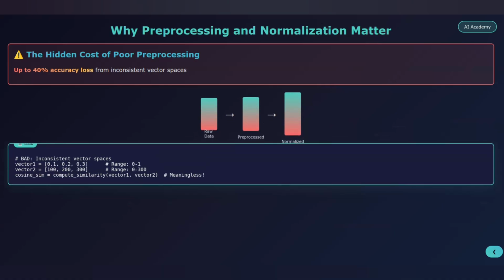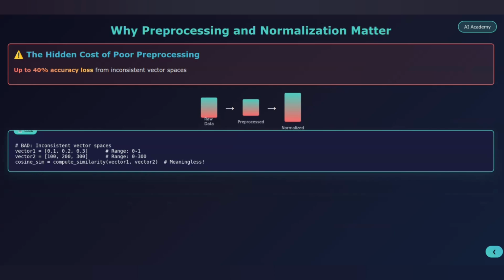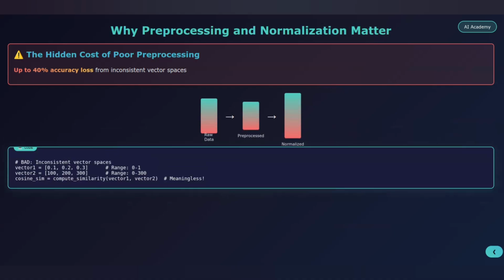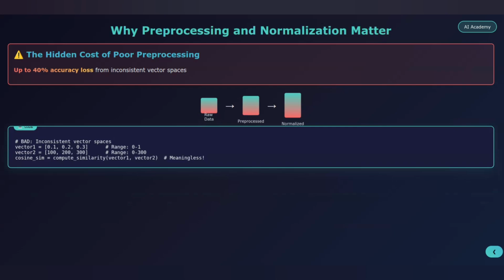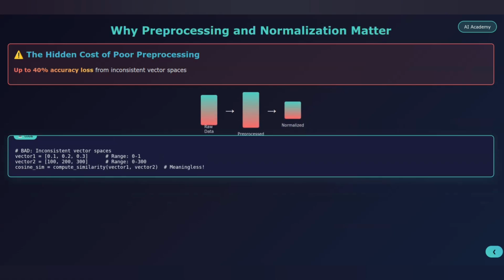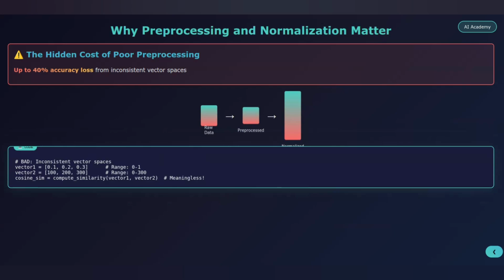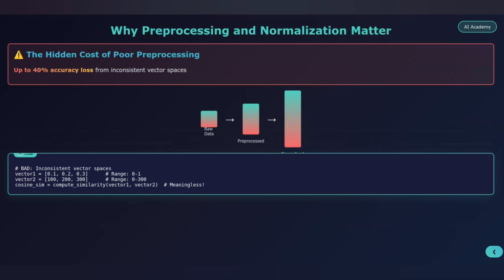Think of it as preparing ingredients before cooking, right? You wouldn't throw raw, unpeeled vegetables into a gourmet dish. Here's what happens without proper pre-processing. The similarity score here is completely meaningless because the vectors exist in different scales.